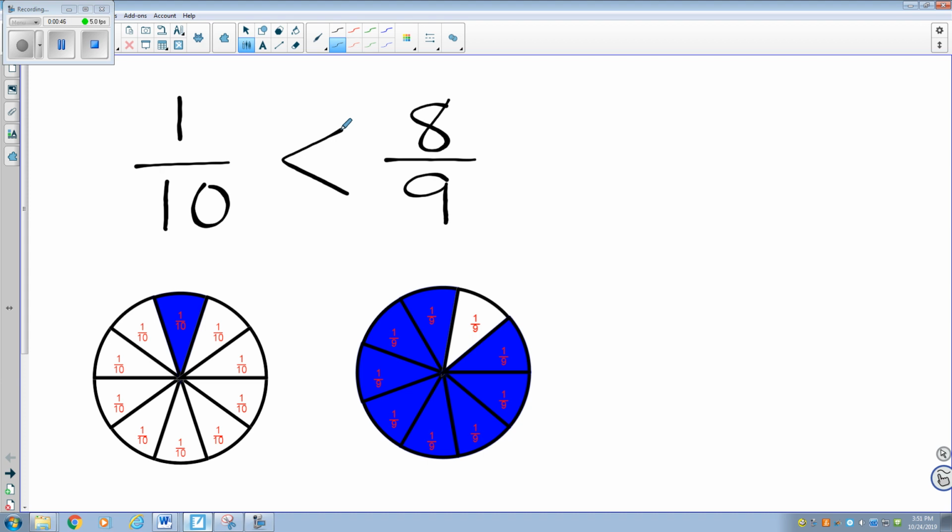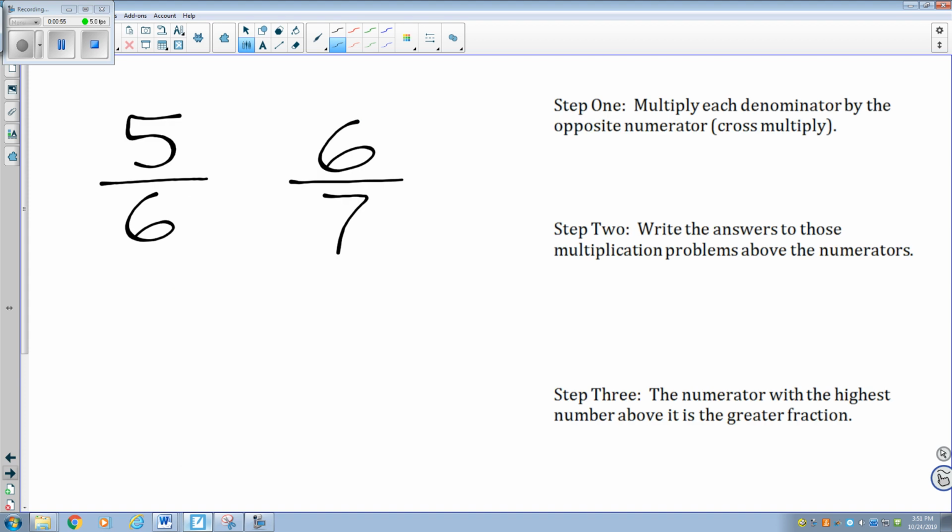However, they're not always that easy. Sometimes when you take a look at a couple fractions, you'll notice that you can't just visualize that. So let's take a look at this example right here, 5/6 and 6/7. That might be kind of difficult to figure out which one is greatest just by visualizing it, and we don't really want to have to keep drawing circles and dividing them up into parts. Luckily, there's a much easier way.